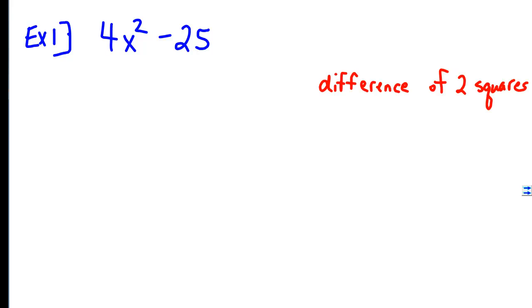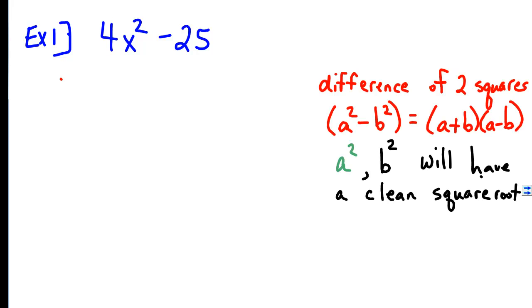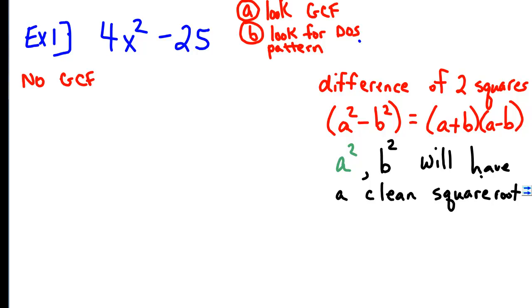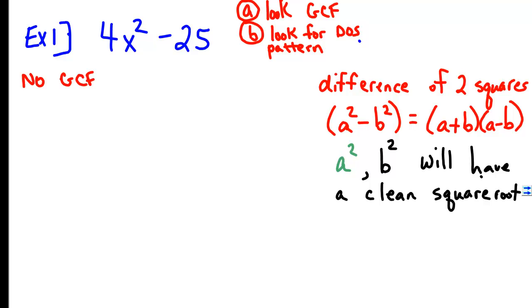If you recall, this is a difference of two squares. The formula for difference of two squares is a squared minus b squared equals a plus b, a minus b. A squared and b squared will have a clean square root. So looking back at the problem, 4x squared minus 25. We look to see first if there's a GCF, and there's not one. We look for a difference of squares pattern, and here there is a difference of two squares. There's a minus sign, and each of these terms are perfect squares.